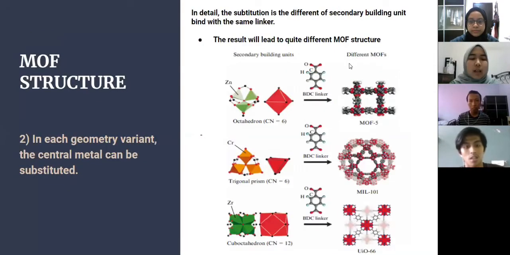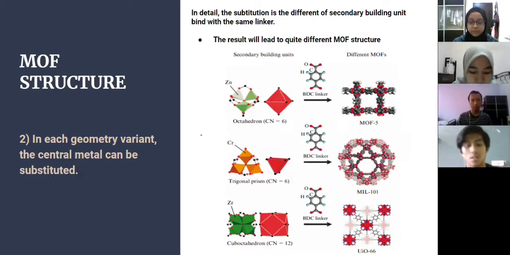The next characteristic is that in each geometry variant, the central metal can be substituted, which means it can be replaced. In detail, the substitution is of different secondary building units binding with the same linker. This means that different secondary building unit, same linker, will lead to different MOF structure.